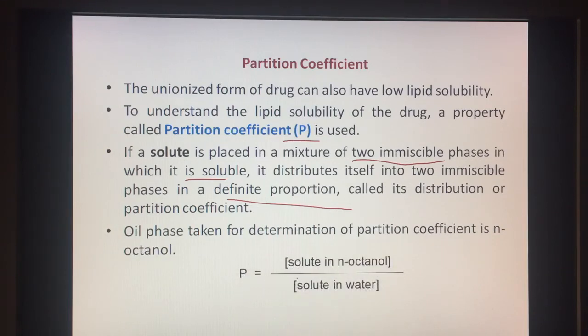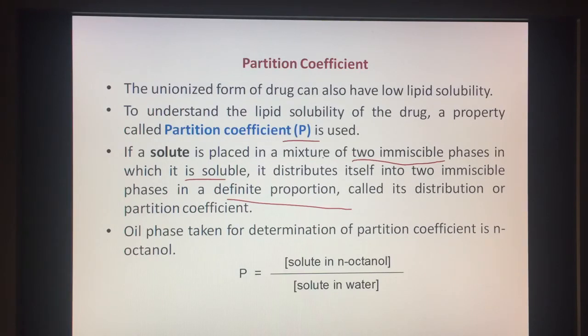P is equal to the concentration or amount of solute in the N-octanol, that is the organic phase, divided by the amount present in the aqueous phase, that is taken as water. The oil phase for determination of partition coefficient is N-octanol. So this is the value or the parameter or the property of partition coefficient.